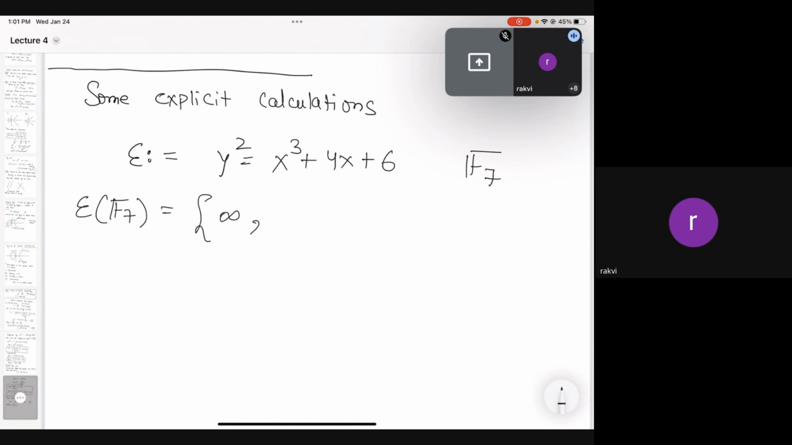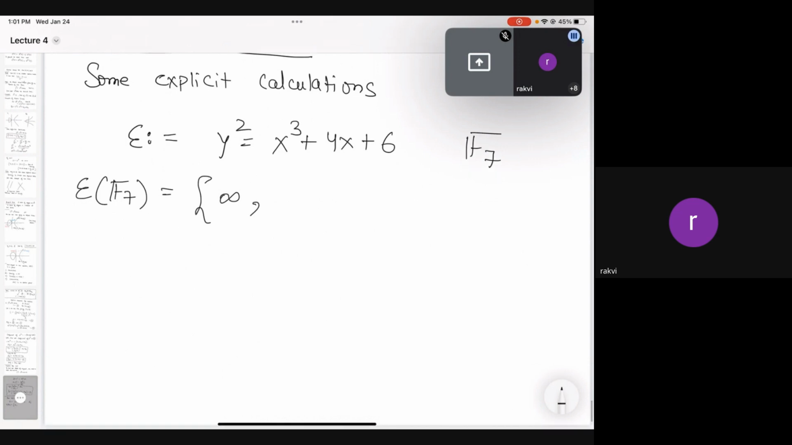Well, we are now in F7, right? So x and y both take values in F7, and we know F7 is a finite set with only 7 elements. So what I'll do is try to plug in values of x and see if I get a solution for y or not. But before that, since we have y squared on the left hand side, it's important to know what the squares are.